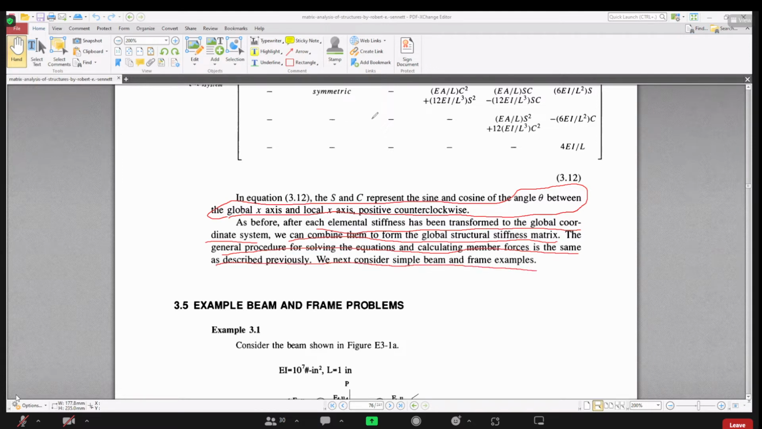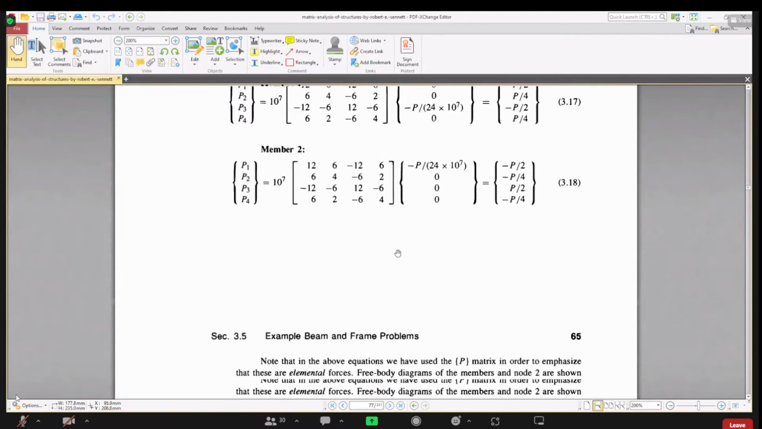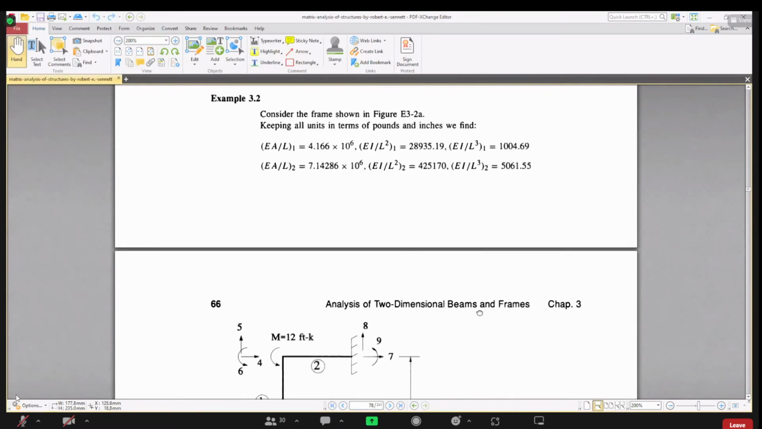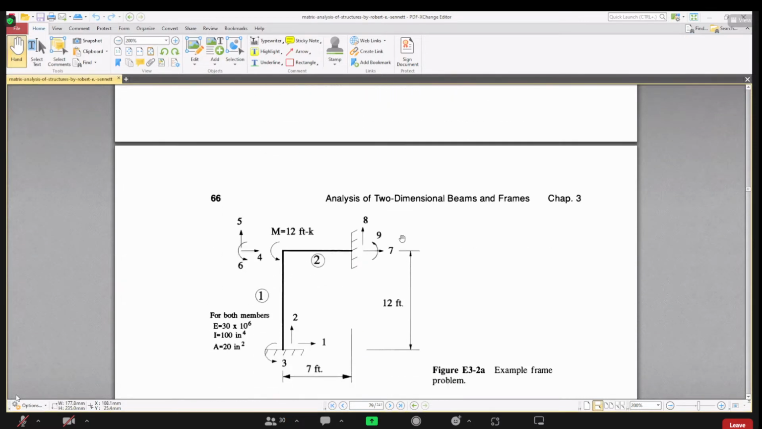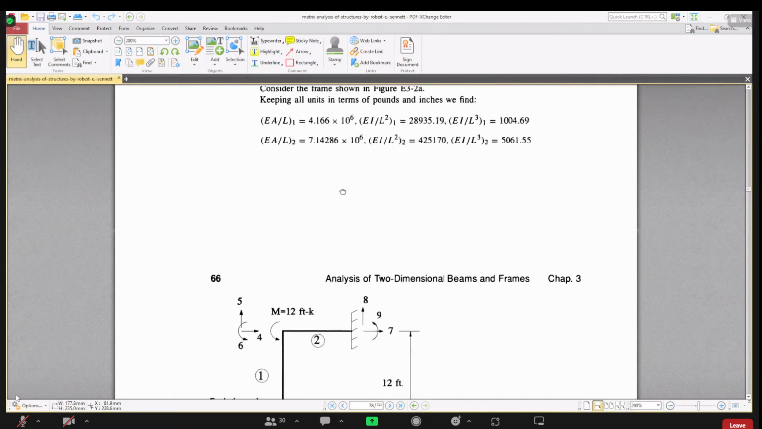Okay, so I think last meeting we discussed the example of the beam problem. So let's proceed to this one. This is a frame analysis problem. We're going to consider the frame shown in this figure, keeping all the units in pounds and inches.